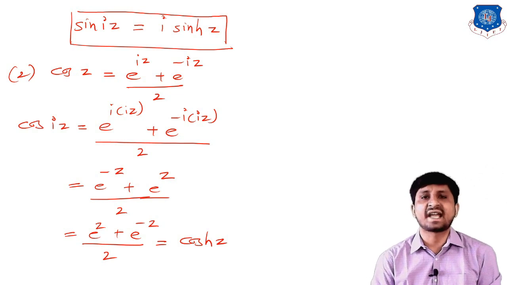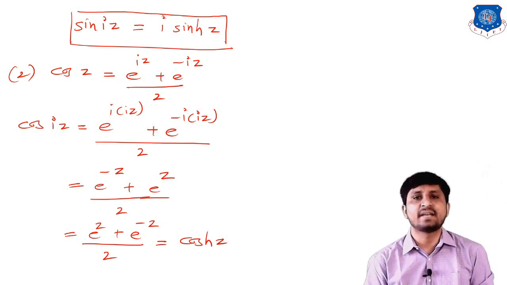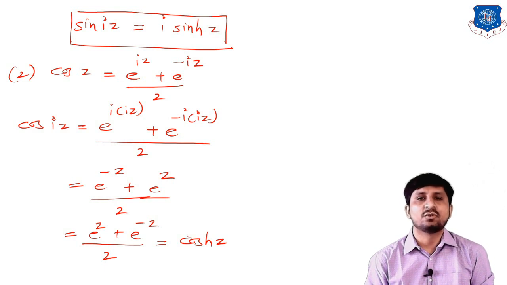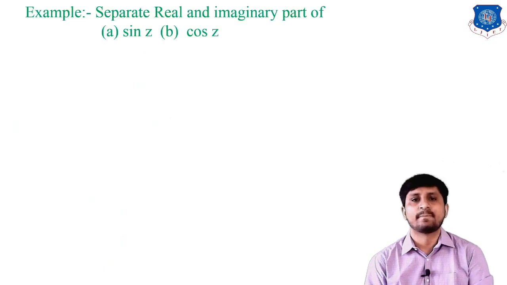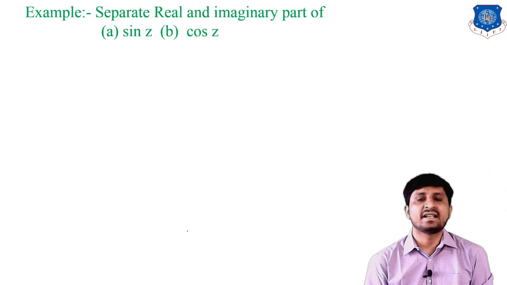So we proved that sin iz is equal to i sin hyperbolic z, and cos iz is equal to cos hyperbolic z. So these two formulas are important, you have to remember them. Now next topic: separate real and imaginary parts of sin z and cos z.